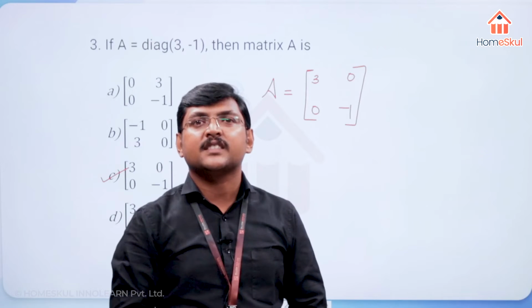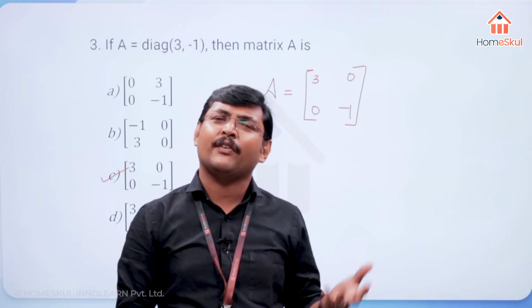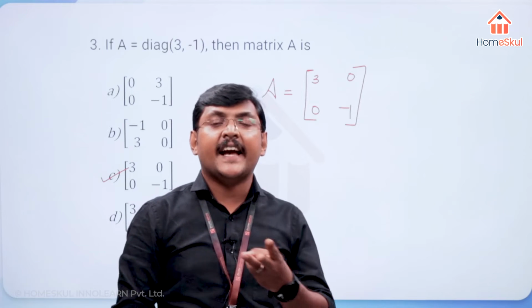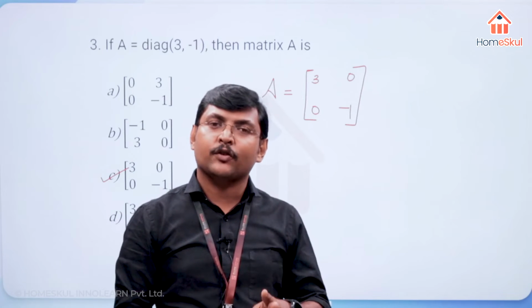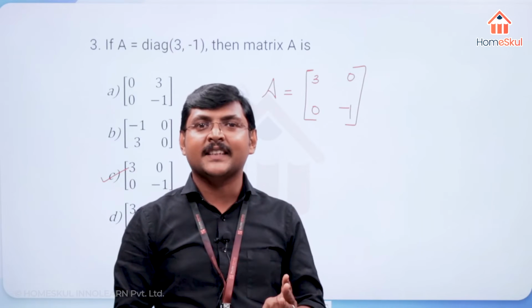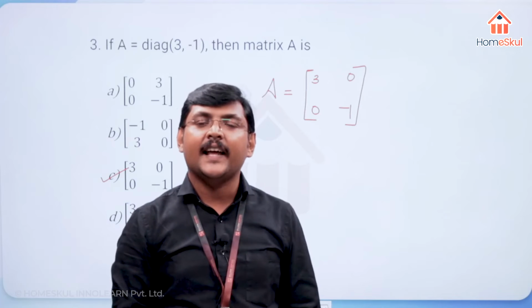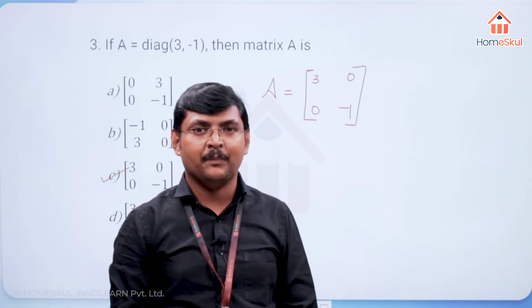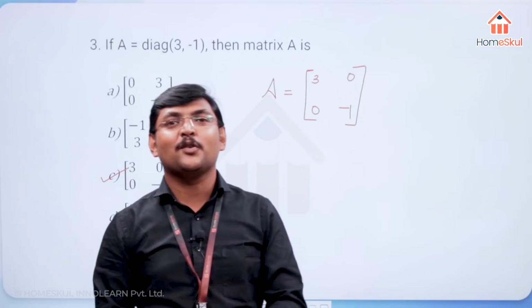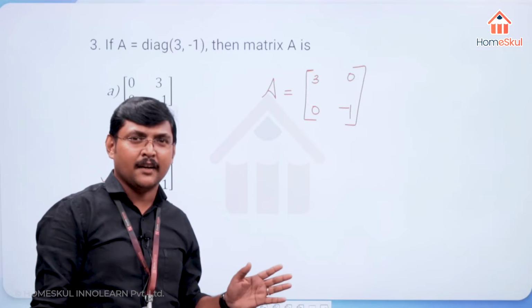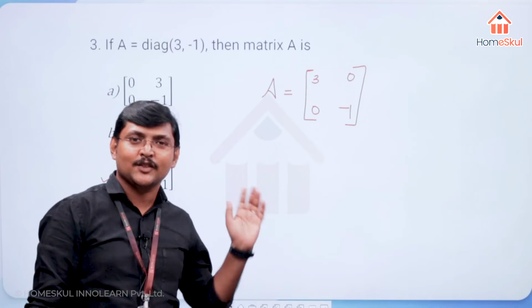If it gives us 3, minus 1 and another number 5, assume that it is 3, minus 1, 5. That means it has 3 diagonal elements. If it has 3 diagonal elements, for sure a diagonal matrix is a square matrix, and for sure to get 3 elements in the diagonal, it should be a 3 by 3 matrix. Like that, if it has 4 elements diagonal, that means it is a 4 by 4 matrix, like that. I hope it is clear, right? So let's move on to the next question. This was an easy question actually, maybe a little confusing, but remember that this is very easy. So let's move on to the next question.